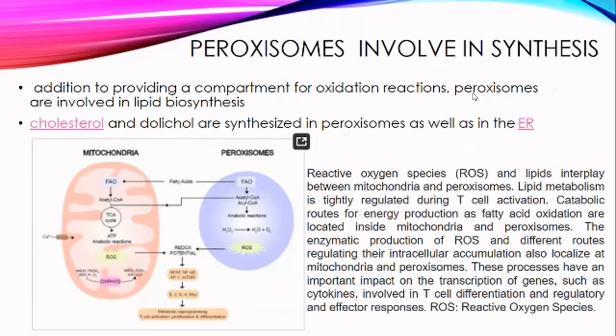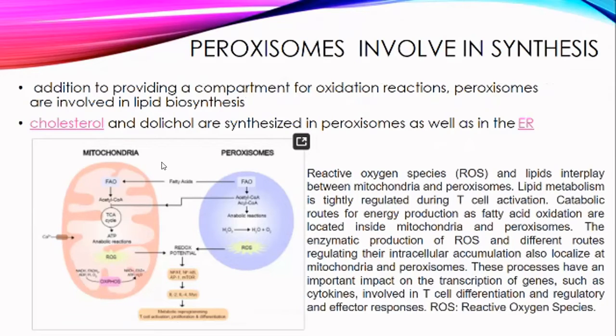Now, peroxisomes are involved in synthesis. Yes, it is also involved in synthesis. It works with the mitochondria and other organelles. So, in addition to providing a compartment for oxidation reactions, it also performs the oxidation reaction. So, it is involved in lipid synthesis.